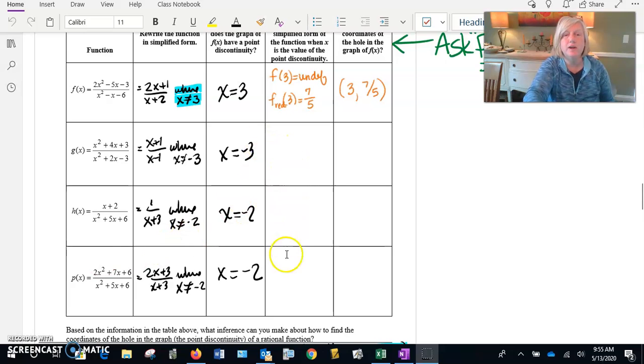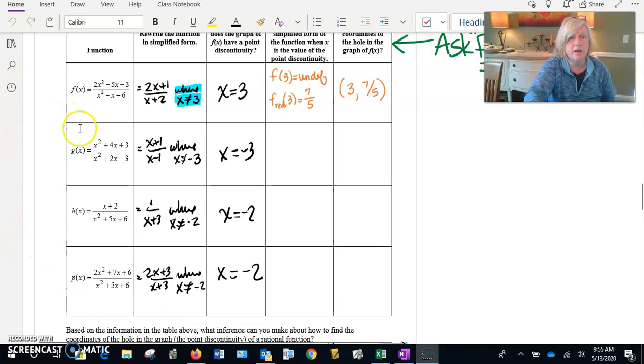But figure out the reduced version of this, find the coordinates of the hole. You're going to answer the questions that I have in Ed Puzzle, and then based on the information in the table above, give me a two-step procedure for finding the y coordinate of the hole, which should be fairly obvious at this point.